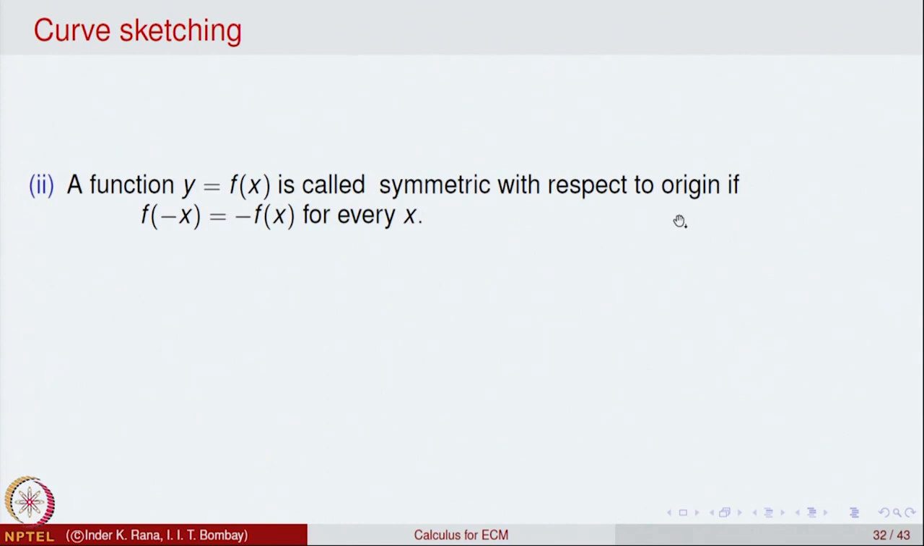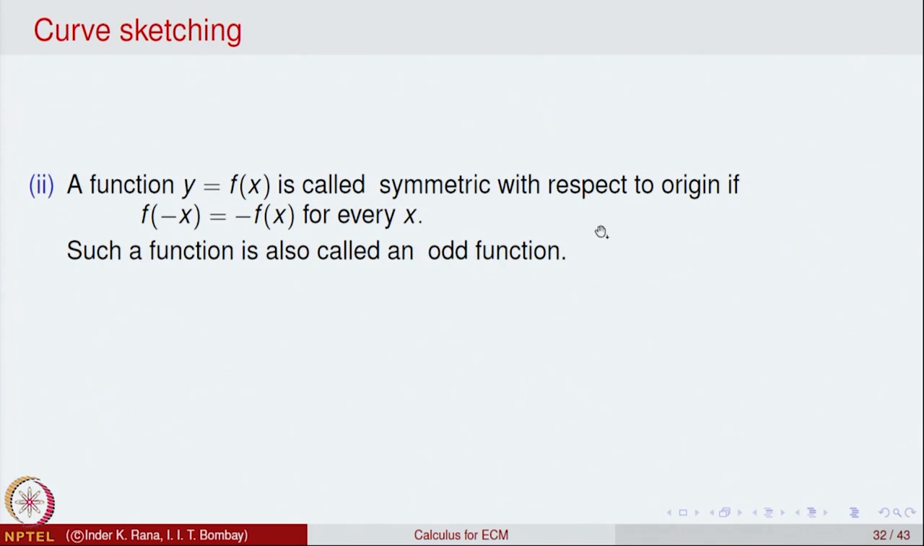Another point in curve sketching is that f of x is called symmetric with respect to the origin if f of minus x is equal to minus f of x. This is again a property of the function: if you change x to minus x, the value changes by a minus sign. This is called symmetric with respect to the origin, or one also calls this an odd function. Earlier we had the notion of an even function, and this is the odd function.